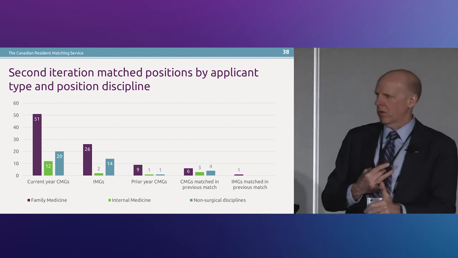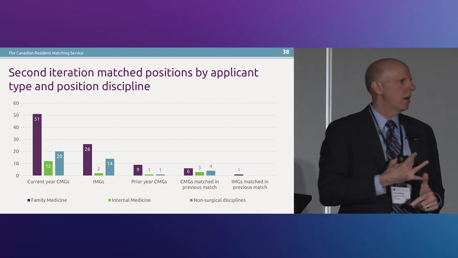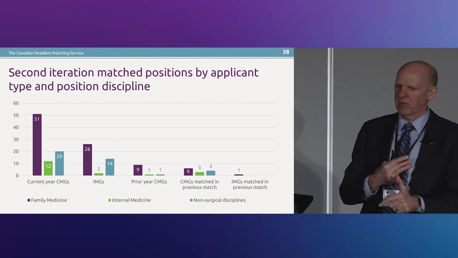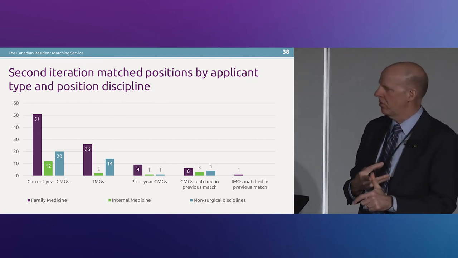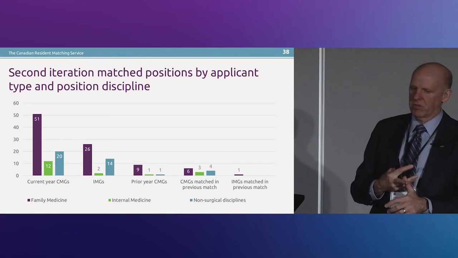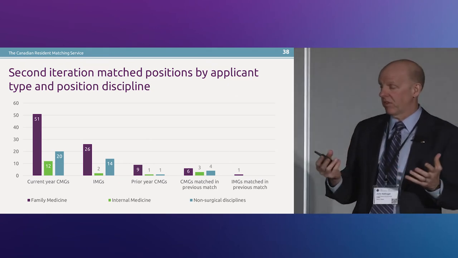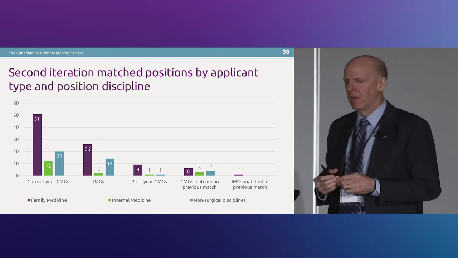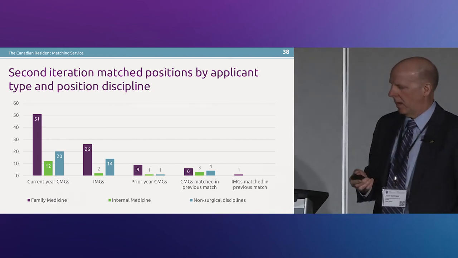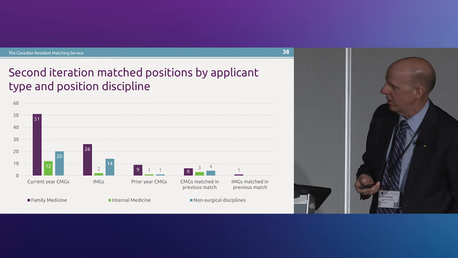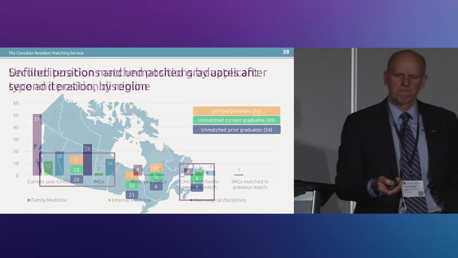So current year CMGs, 51 matched to family medicine, 12 matched to internal medicine, and 20 matched to a non-surgical discipline. IMGs, you'll see 26 into family medicine, 2 internal, 14 non-surgical, and so on. So that gives you a bit of a breakdown in terms of those discipline groupings and the various applicant groups.